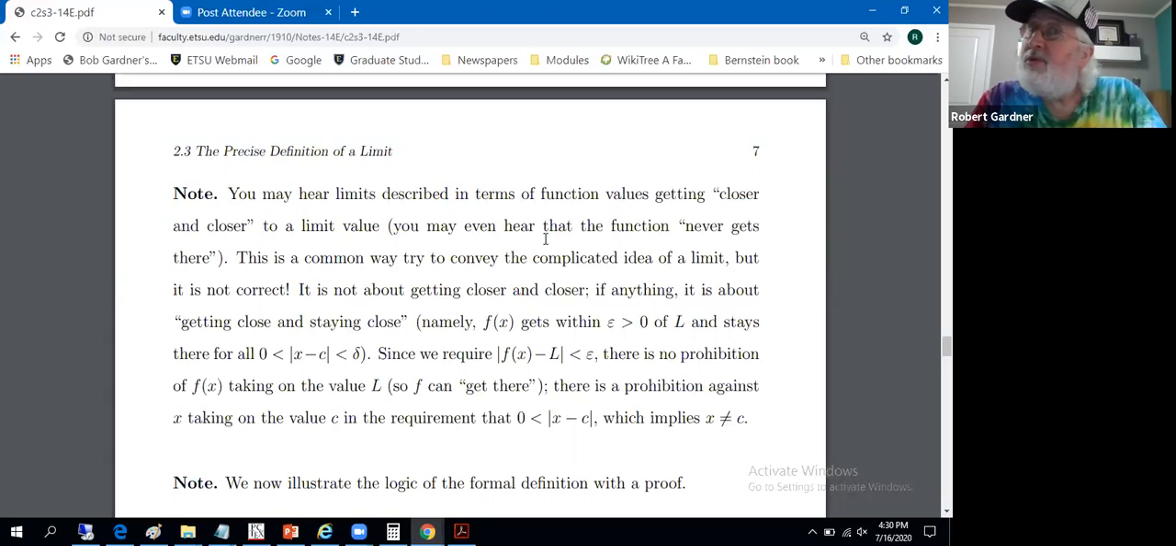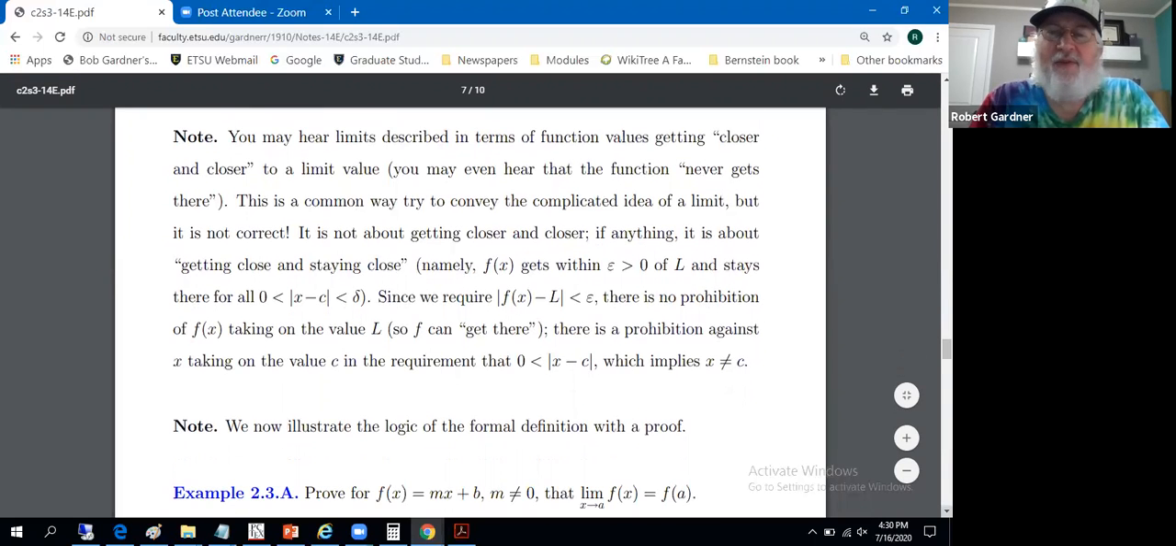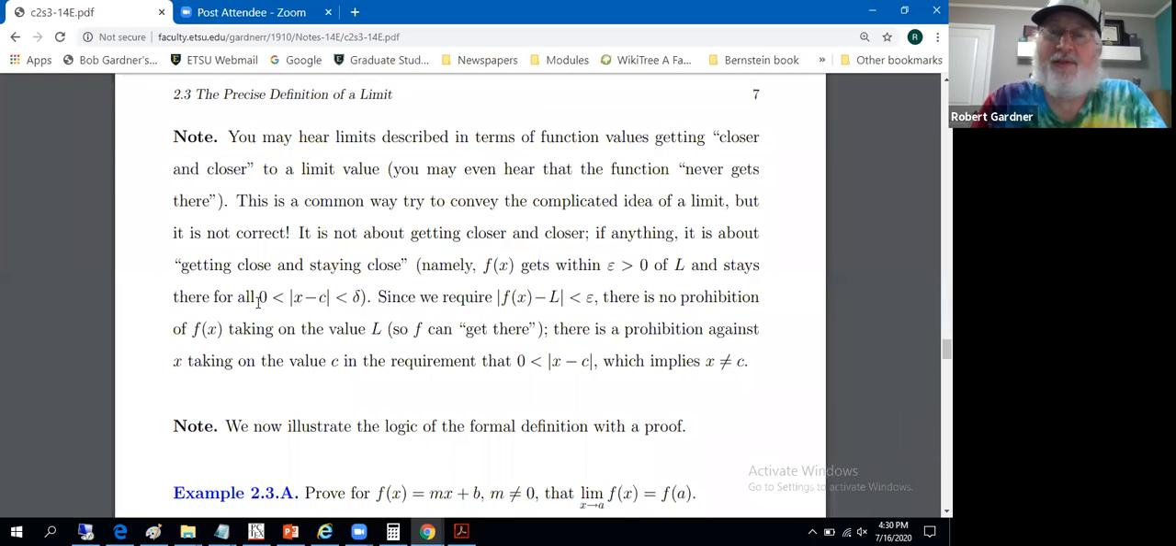Maybe you've heard asymptotes described that way. Yeah, that's pretty much not what an asymptote is either. It's certainly not what a horizontal asymptote is in general. We'll define asymptotes using limits, so you came to the right place. It's not about getting closer and closer. That's just not what limits are. If you want to describe it informally, it's not closer and closer, and it's certainly not never gets there. It's about, if anything, getting close and staying close.